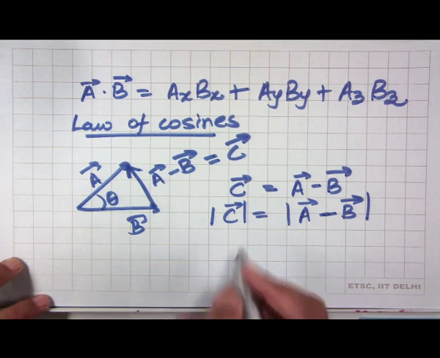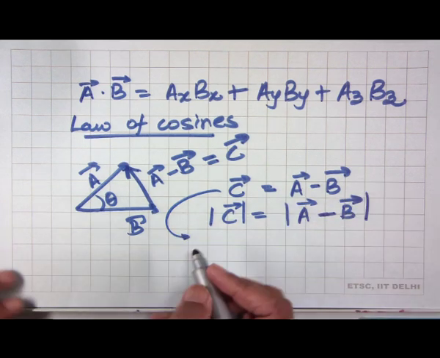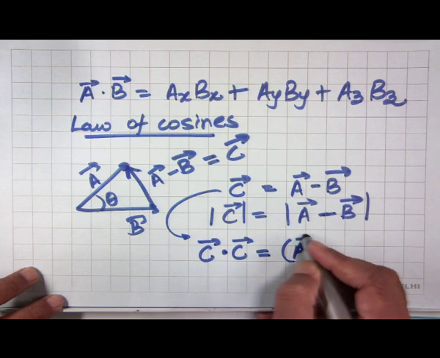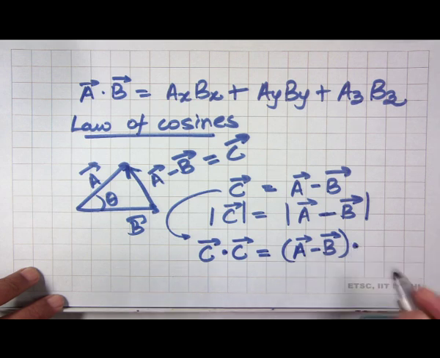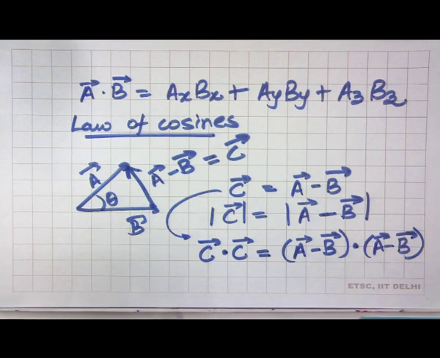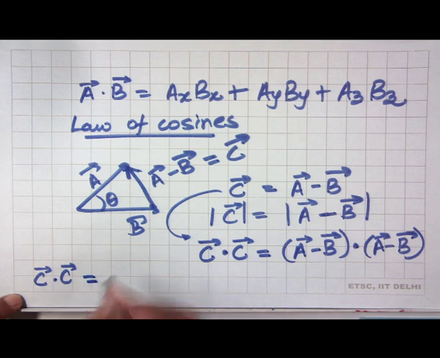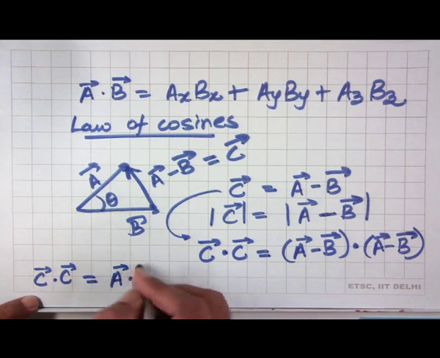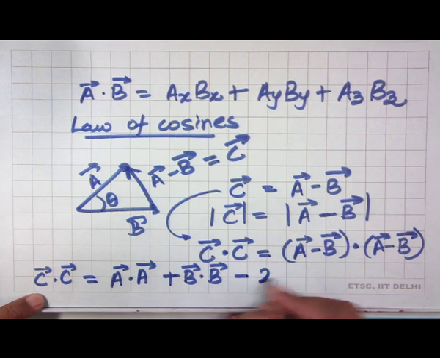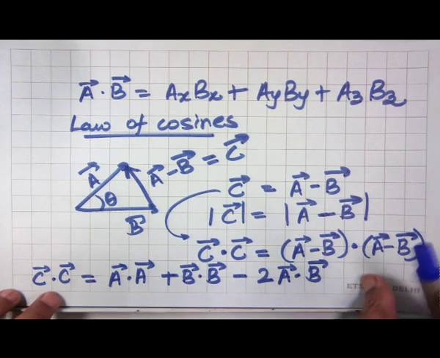So, now let us take this first expression and take a dot product of C with both sides. We will write dot product of C with C is equal to A minus B dotted with again C, which is equal to A minus B. If we expand this, we get C dotted with C is equal to A dotted with A plus B dotted with B minus 2 times vector A dotted with B, where we have used the commutative and the distributive properties.